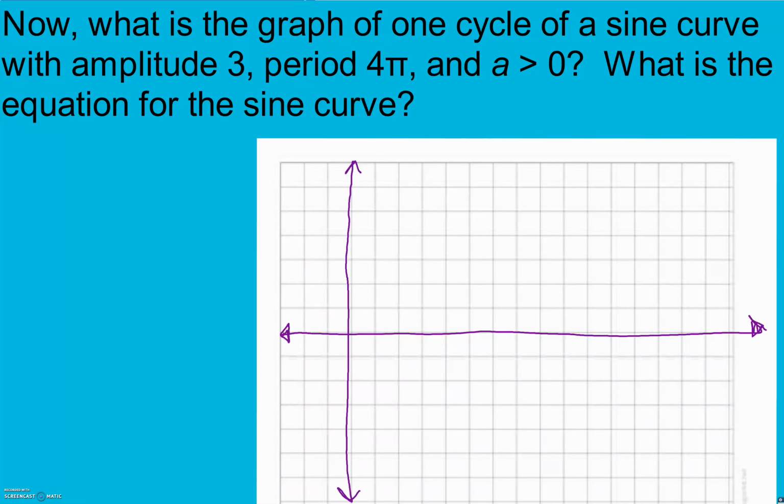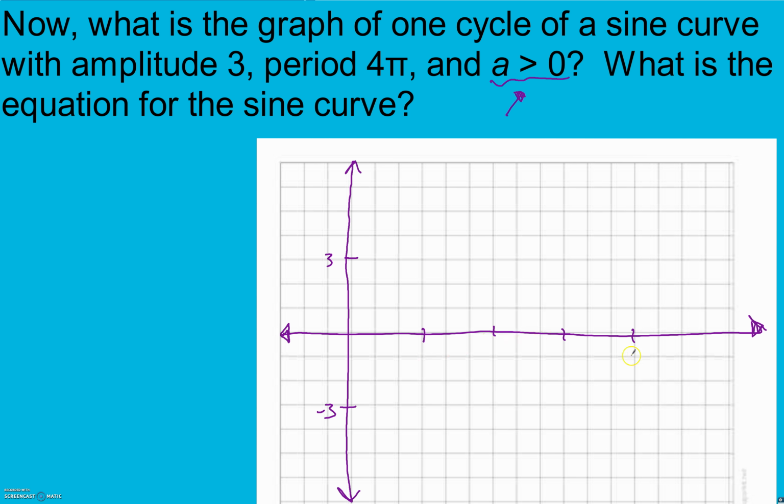Amplitude of 3 is our height away from, our distance away from 0. So 3 above, 3 below. A is greater than 0 means there's no reflection, so we're going to go up right away. And a period of 4 pi, that's how long it's going to take for one cycle.